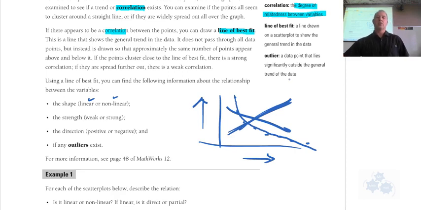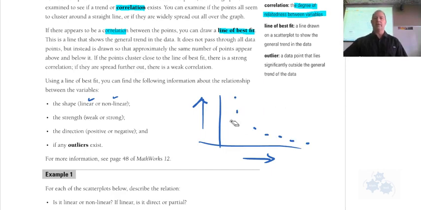A negative correlation would be as one goes up, the other goes down. That's a negative correlation. And then you could see if any outliers exist too. Obviously, we just talked about that. But if you have points that look like this, and then you have this guy up here, is this the line of best fit? Because you've got to consider this guy as well? No, that's not the line of best fit. The line of best fit would definitely be like this, right?